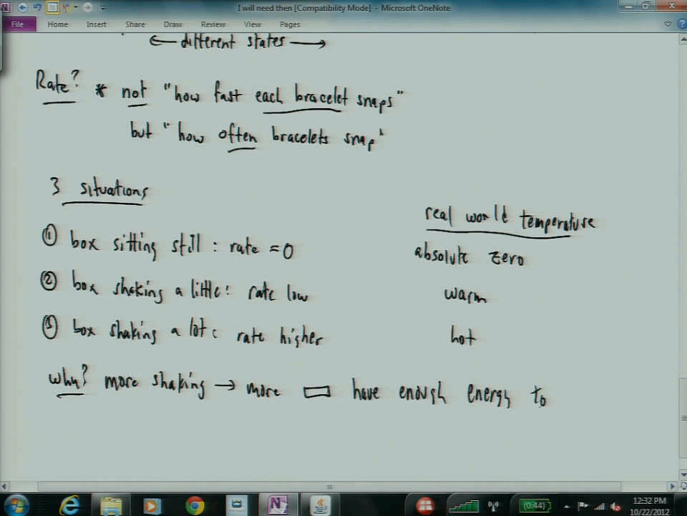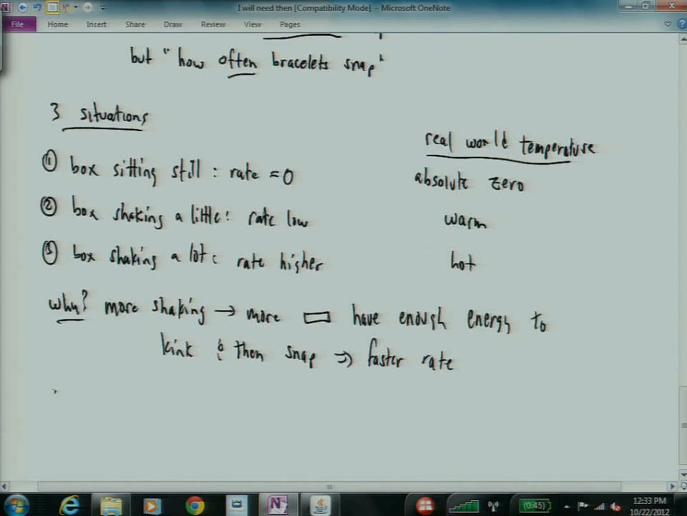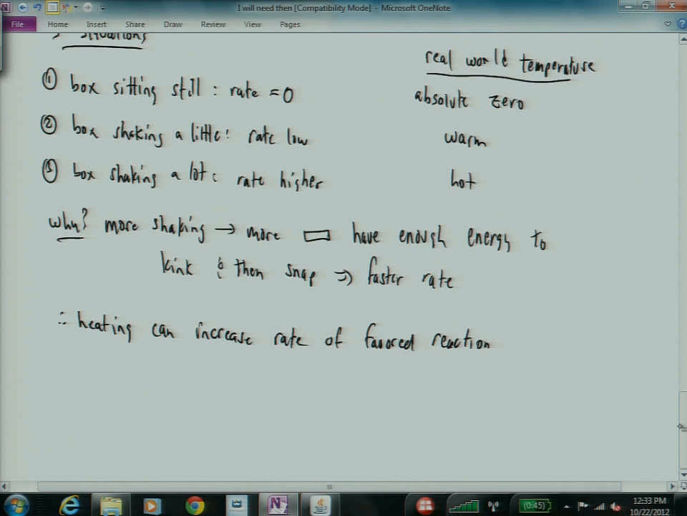So the question is, you might ask, can heating increase the rate of... let me say it this way. Therefore, heating can increase the rate of a favored reaction. My question is this, which is akin to what you asked: can heat make an unfavored reaction happen? All right?